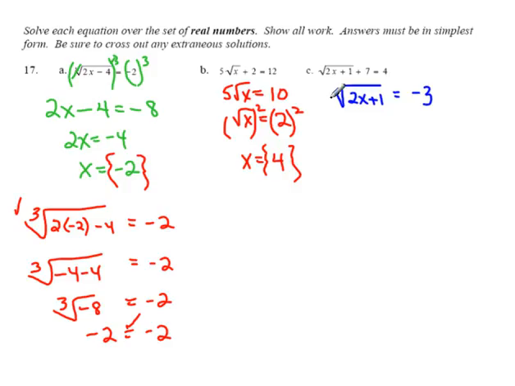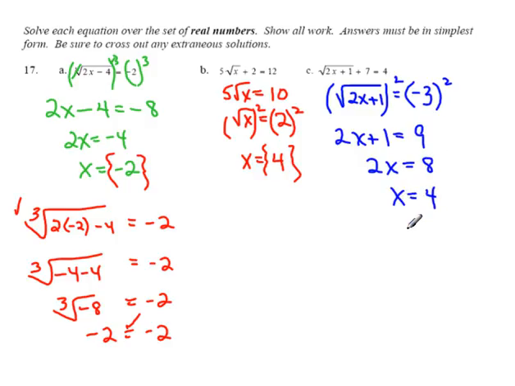To get rid of a square root, we square both sides. So this gives me 2x plus 1, and on the other side, negative 3 squared is positive 9. So let's solve this equation. Subtract 1, divide by 2, and the possible answer here is also 4. The problem is when you plug it back in and check, 4 does not work.